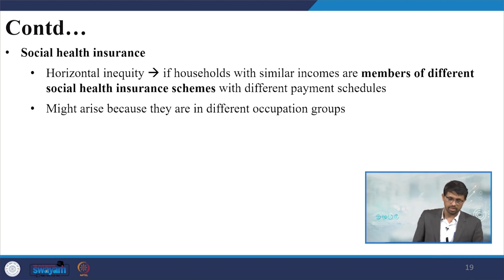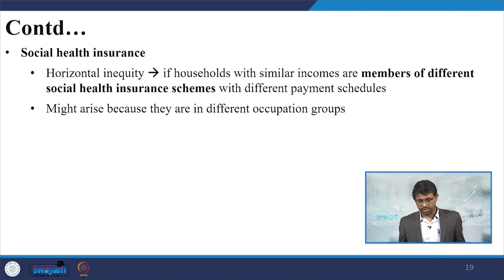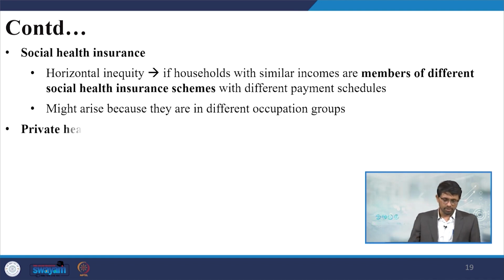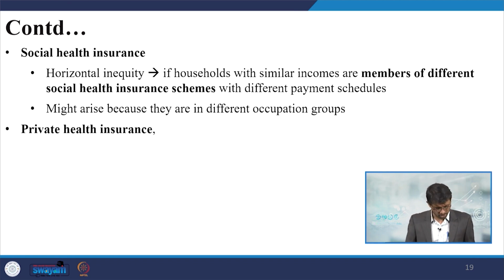In the case of horizontal inequity, if households with similar income are members of different social health insurance schemes with different payment schedules, then horizontal inequity results. This might arise because they are in different occupation groups as well.